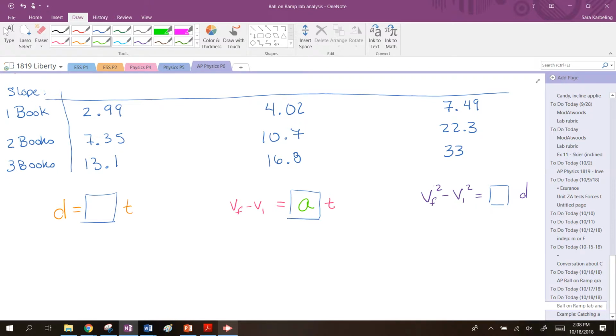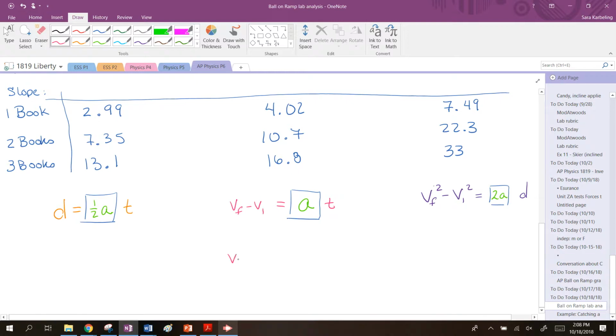This box, if this is equal to a, this box should be equal to how much of a? I heard somebody whisper it. Half of a. And if this is half of a and this is a, what is this thing going to be? Two of a. Okay?